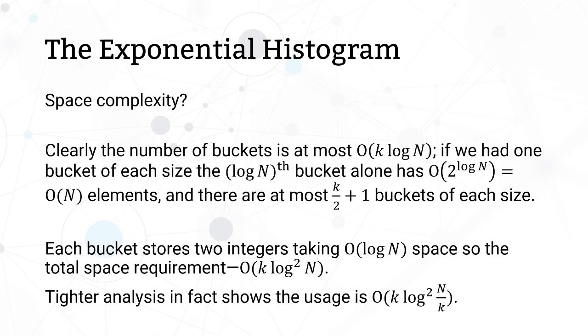And the space complexity is actually k log squared n, because if you think about it, you have k buckets of each size, right? Total number of buckets is k log n. You have k buckets of each size, and there are at most log n sizes of the buckets. So you can have k log n buckets in total, and each of those buckets is storing log n space to store the elements. So you're going to have k log squared n space requirement in total. And if you use the tighter analysis, it actually shows it's k log squared n over k.